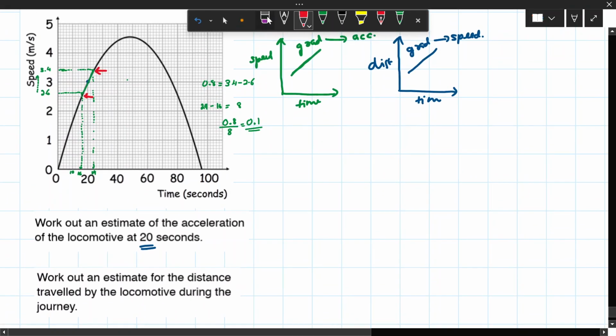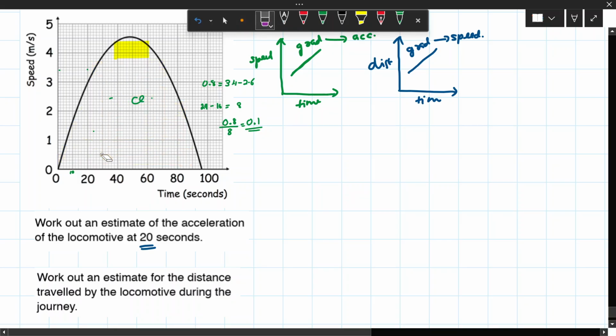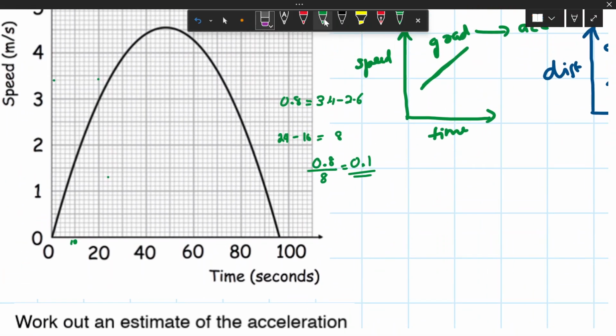Okay, so next idea that I want you to remember, if you have a speed time graph, area under this graph would be the distance. Whenever you have a speed time graph or a velocity time graph, the area under that graph would be equal to the distance. But now the question is, how do I find the area of this curve? For that, unfortunately, we're going to have to split this up into segments, and we're going to have to find areas like that.